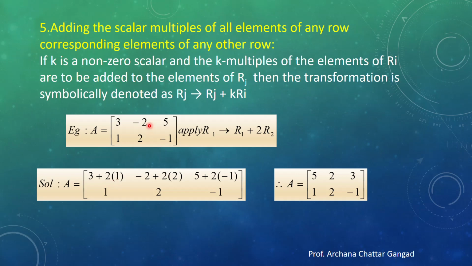Next, R1 is -2 plus 2 times 2, since the R2 value is 2. And the last element of the first row, the R1 value, is 5 plus 2 times the R2 value, which is -1. After simplification we get 5, 2 and 3. What about the second row? The second row remains as it is, because the R1 row is the one that will be changed.